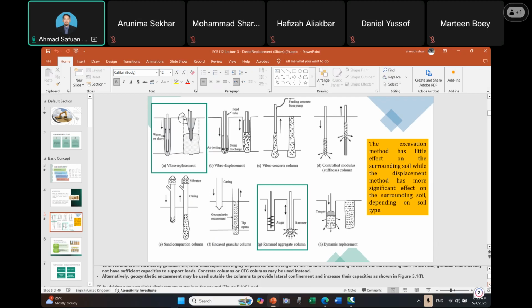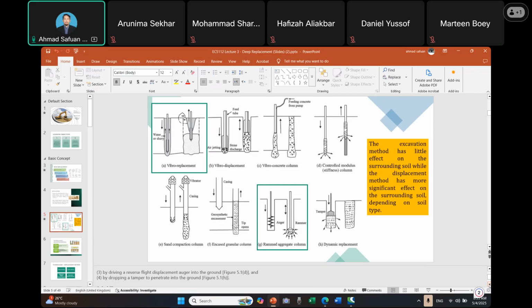Because they want to prevent lateral movements when there is a load applied on the treated area. So in that sense, by having the geosynthetic encasement, it can prevent lateral movements. So it can increase the capacity, because the concentration is only from the vertical.